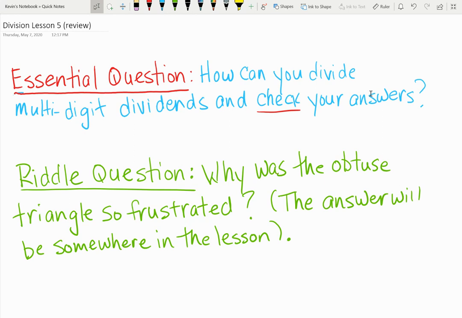Our essential question is, how can you divide multi-digit dividends and check your answers? So we've been working on multi-digit dividends, whether it's 2, 3, or 4 dividends with single-digit divisors. And remember, to check your answer, you got to multiply the quotient by your divisor.